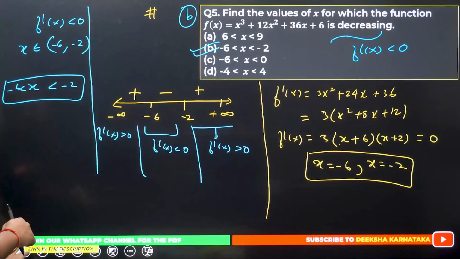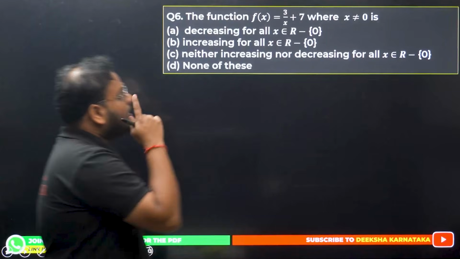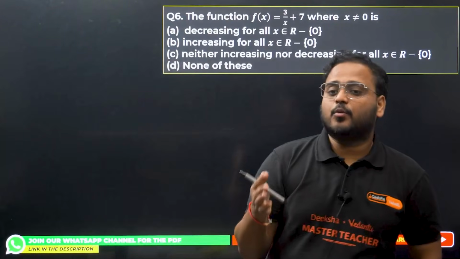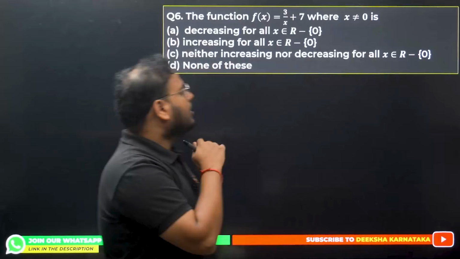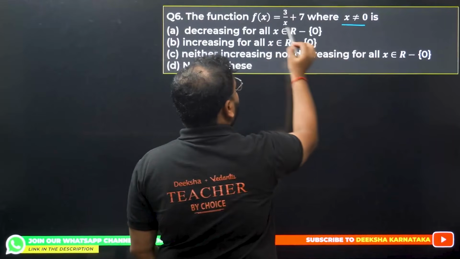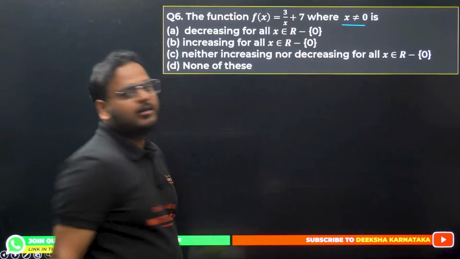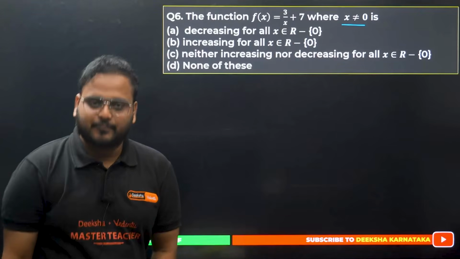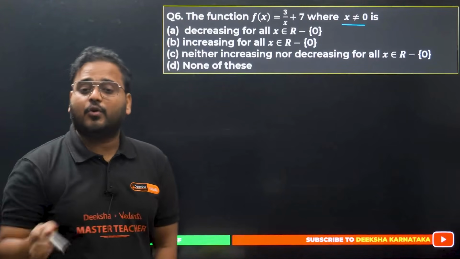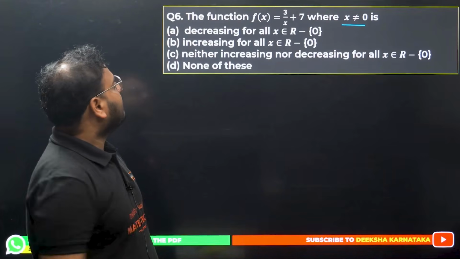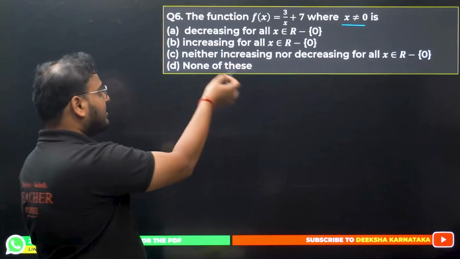Question number 6. The function given to you where x is not equal to 0, of course, the domain is defined as all real minus 0. Please check. If you put 0 here, it will become undefined, right? So you take the domain as all real numbers except for 0. We're looking for the nature, decreasing, increasing, or whatever it is.